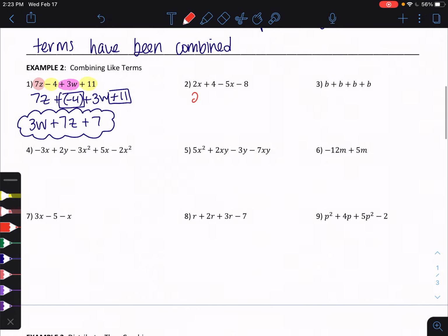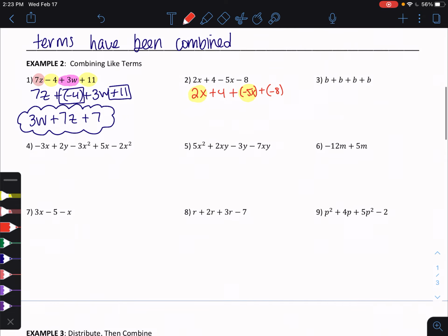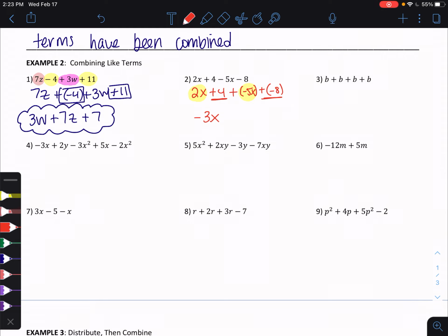In number 2, I'm going to do 2x plus 4 plus negative 5x plus negative 8. Changing all my minus signs into a plus and negative. Oop, I forgot a variable, 5x. So I'm going to start with my variables. So 2x and negative 5x, those would be like terms. They are terms that have the same variable. 2x plus negative 5x is negative 3x. And then I've got 4 plus negative 8 is negative 4.